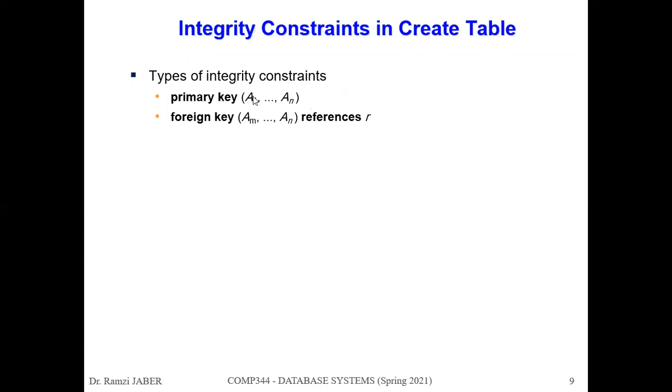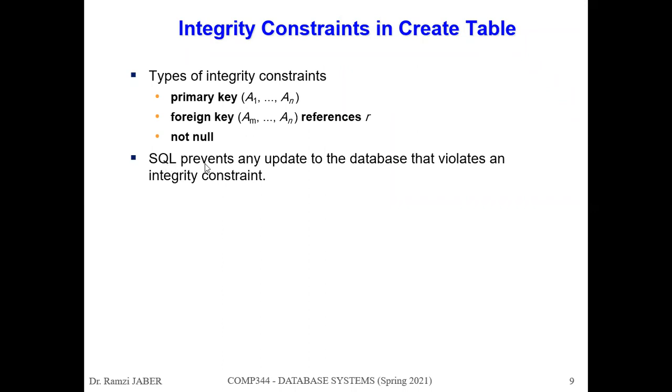If we put the ID column as a primary key, we cannot put ID as a foreign key at the same time. It's impossible. Okay, and we have something like not null. Very important. SQL prevents any update to the database that violates an integrity constraint. Here we have not null.